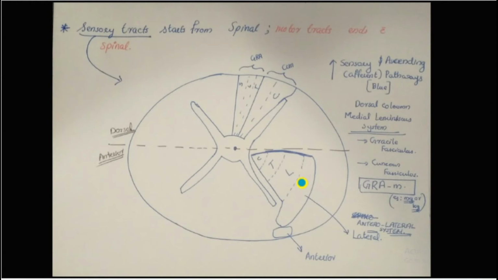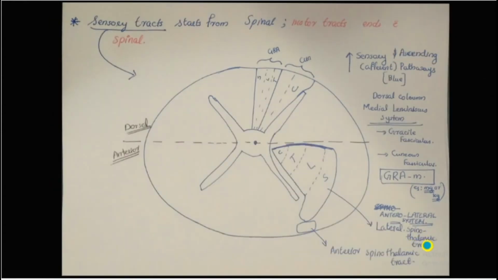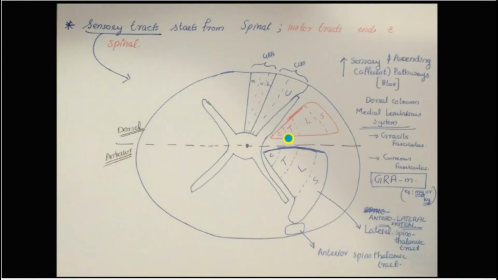So this is going to be the lateral spinothalamic tract, and this is going to be the anterior spinothalamic tract. This is what I'm saying: the lateral spinothalamic tract and the anterior spinothalamic tract. The same arrangement of this pattern we can see here.